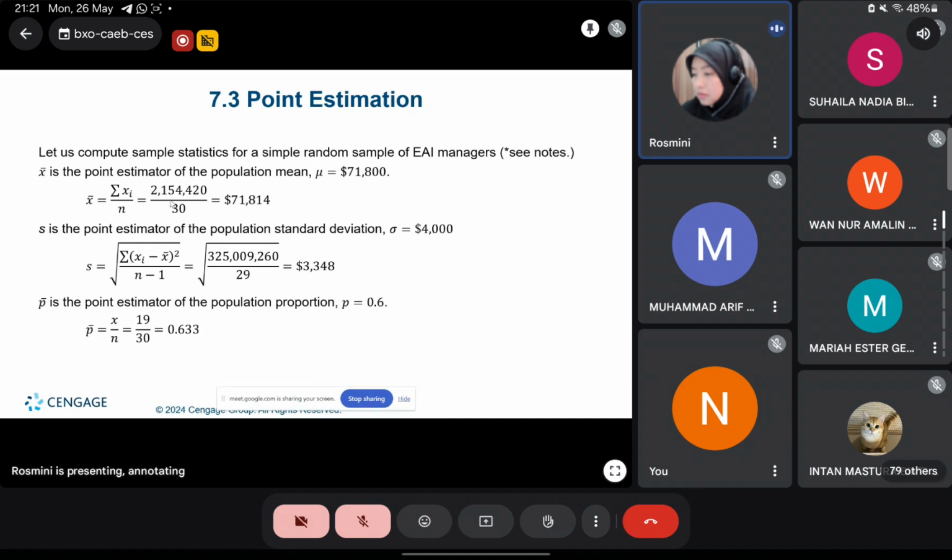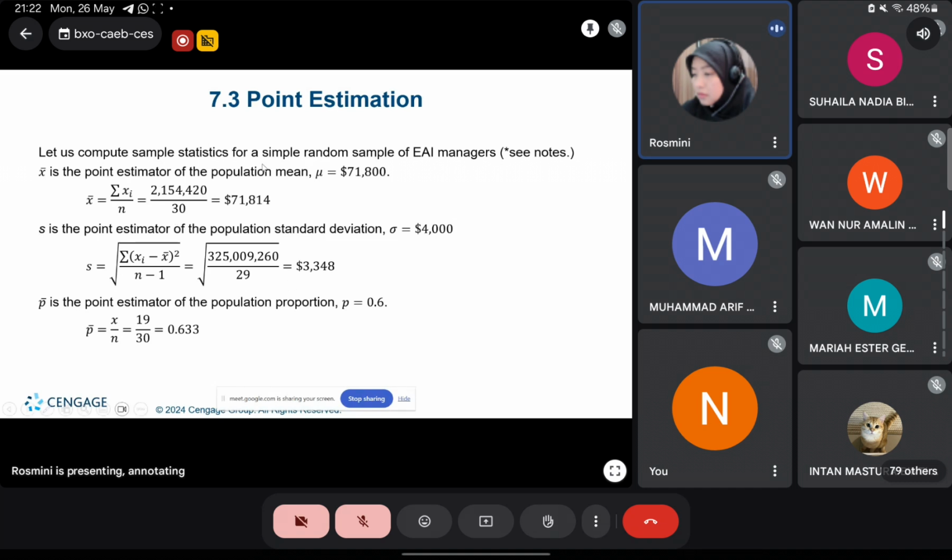So we have 2,154,422 divided by 30, because we want to find the average. That is the point estimator X bar. It sounds, to me, quite bombastic, but it's just a way of saying it in statistics. If you want to use layman's terms, an easier way to understand what we are trying to find here is the average salary for the 30 managers which we have picked as sample out of the population of 2,500.